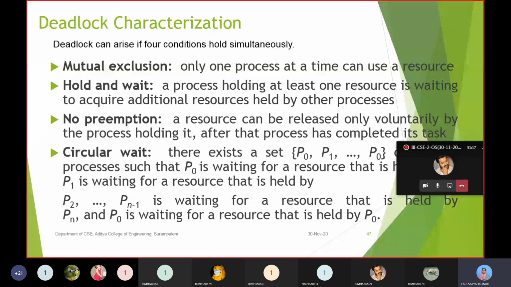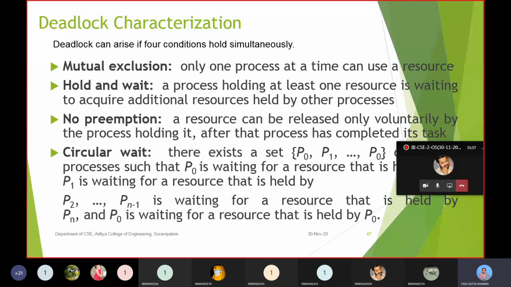And the second one is hold and wait. Hold means grabbing something, and wait means after grabbing that, it has to wait for some time. So coming to the second condition, hold and wait: a process is holding at least one resource. For example, the process has already acquired some input device or output device, and it is holding that resource and waiting to acquire additional resources held by other processes. It wants the CPU, for example, but the CPU is already being used by some other process.